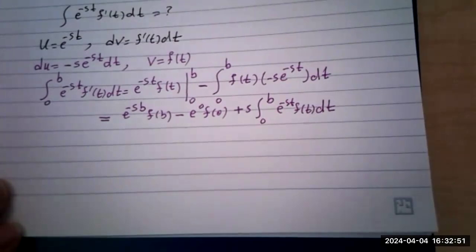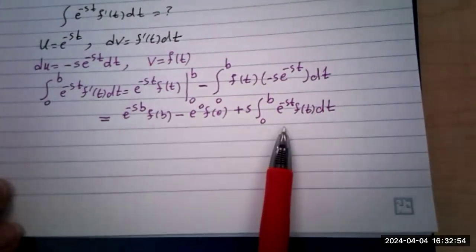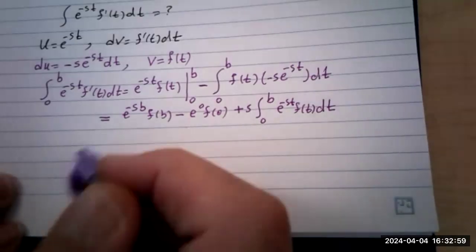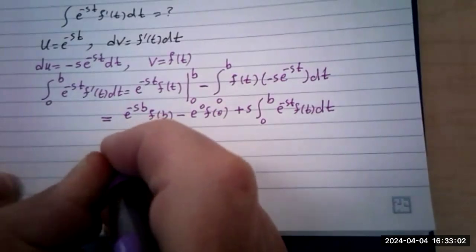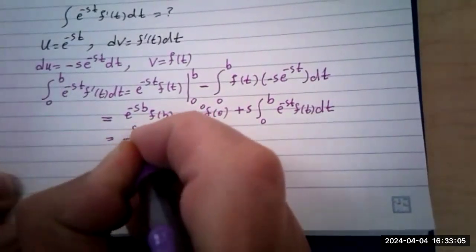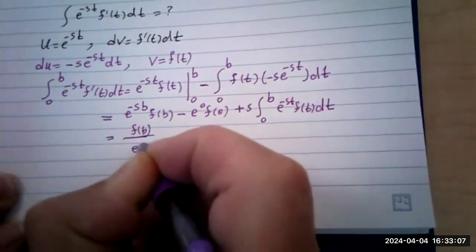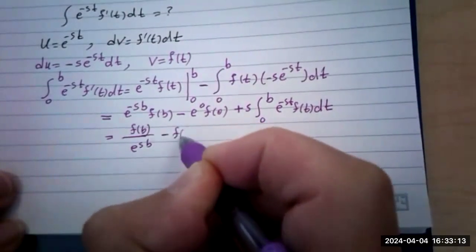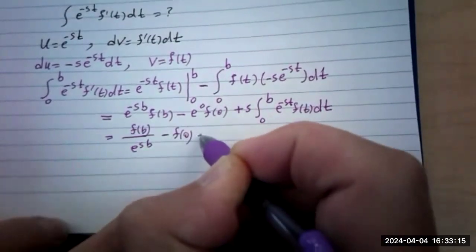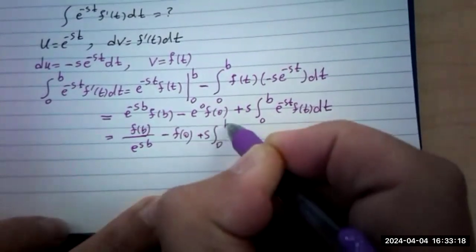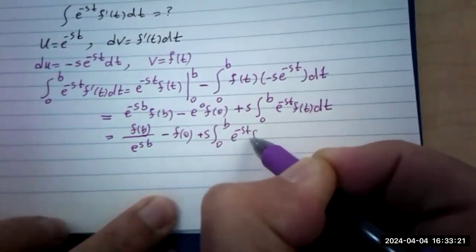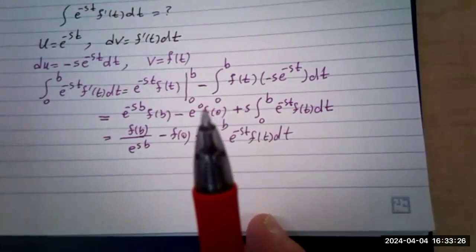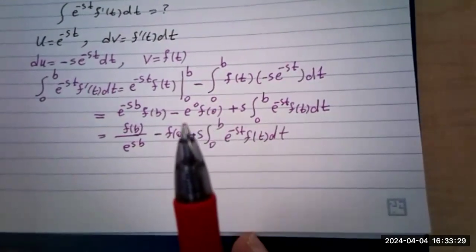Okay, so what else are you going to do? You have now to take the limit when b goes to infinity to get this number. I'm going to rewrite this one again. Bring this one down, it's going to be f of b over e to the sb. E to the 0 would be 1, so that will be minus f of 0. And this is going to be plus s times the integral from 0 to b of e to the negative st f(t) dt. Any questions?